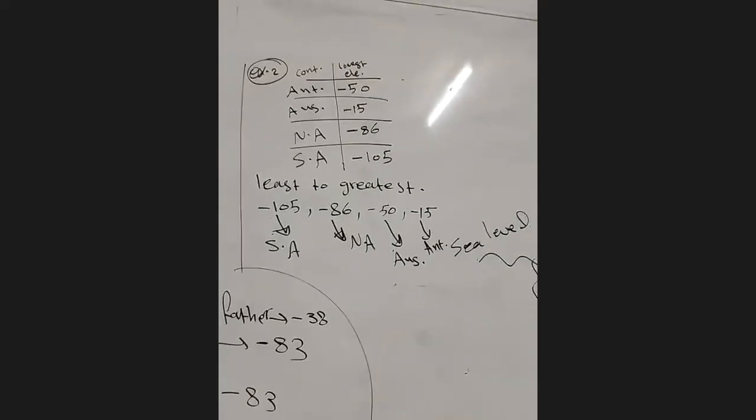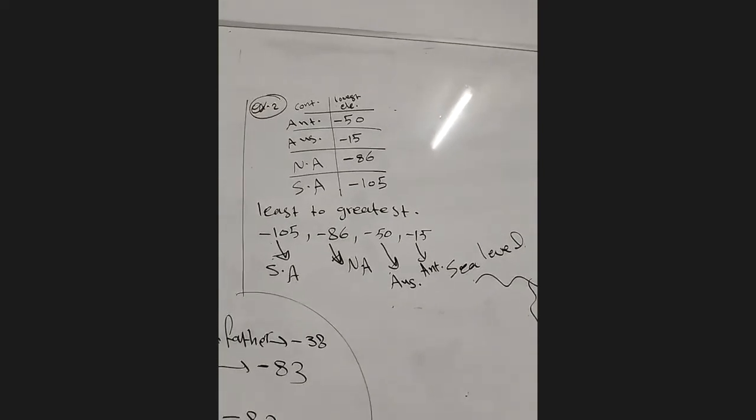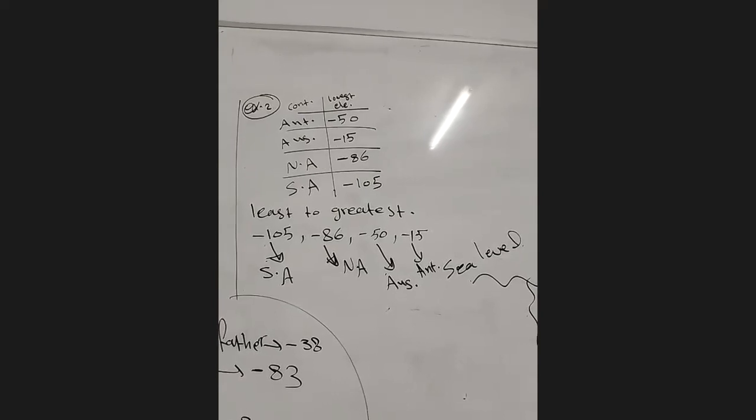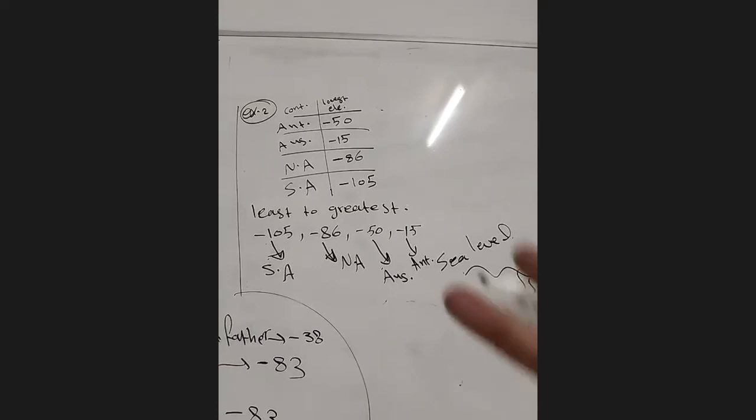This is the ordering from least to greatest. No, mister. Australia is negative 15. The greatest one is negative 15.